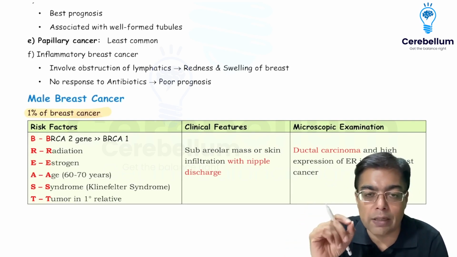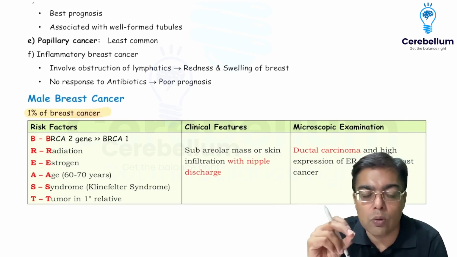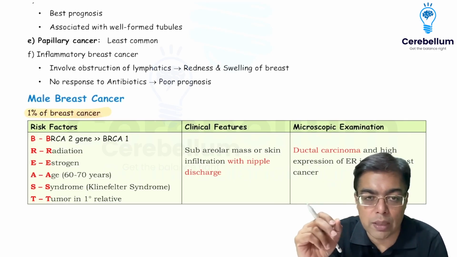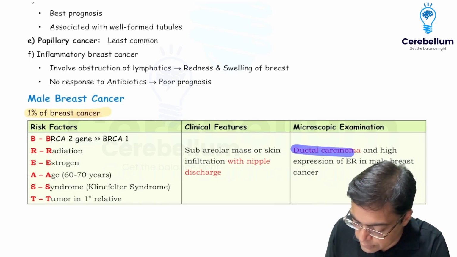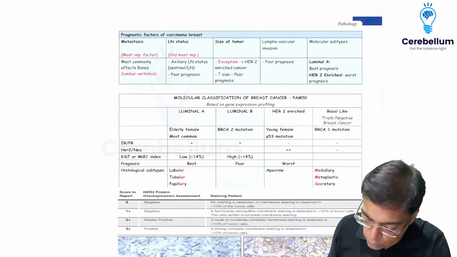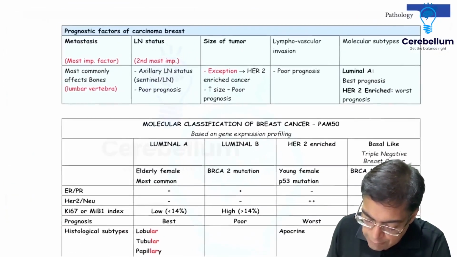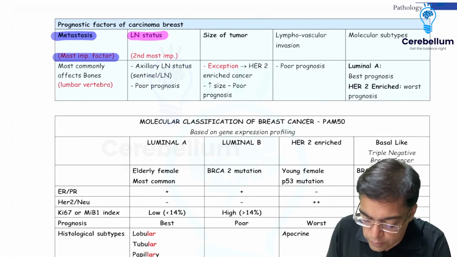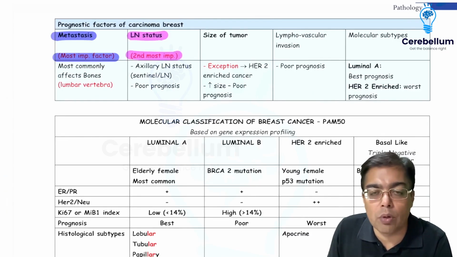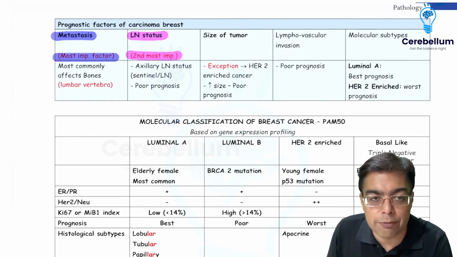You need to be familiar with the fact, again, that the patients over here are going to be having the presence of a subareolar mass, and at a microscopic level, male breast cancer is typically going to be an example of a ductal carcinoma. Now let us have a look at the important prognostic factors over here. So metastasis remains the most important prognostic factor. If metastasis is excluded, status of the lymph nodes becomes very important. That's the most important next prognostic factor.